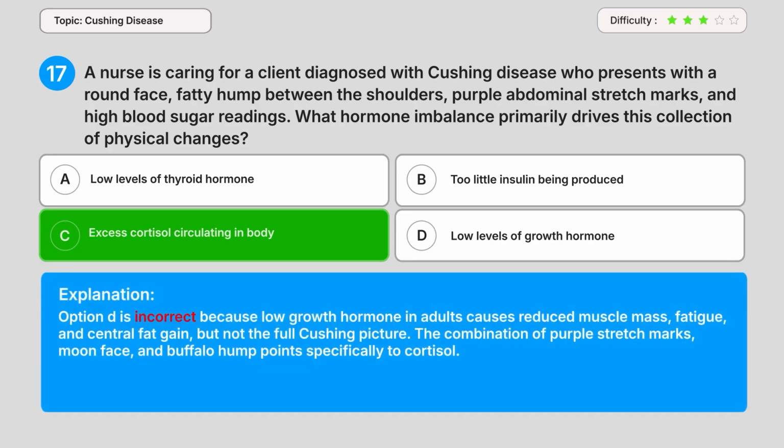Option D is incorrect because low growth hormone in adults causes reduced muscle mass, fatigue, and central fat gain, but not the full Cushing picture. The combination of purple stretch marks, moon face, and buffalo hump points specifically to cortisol.